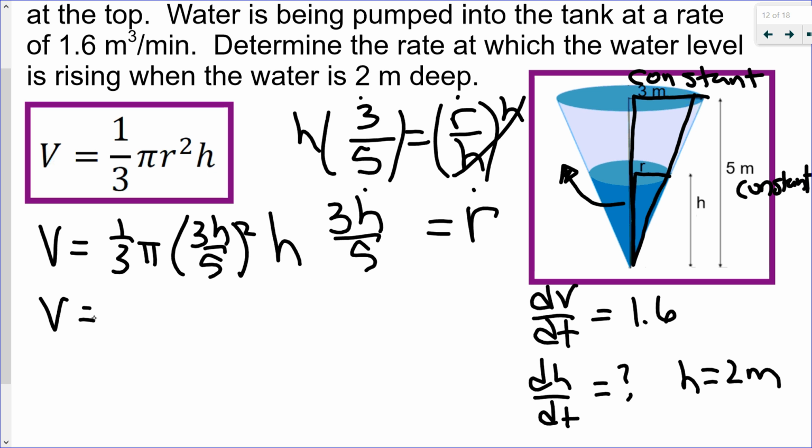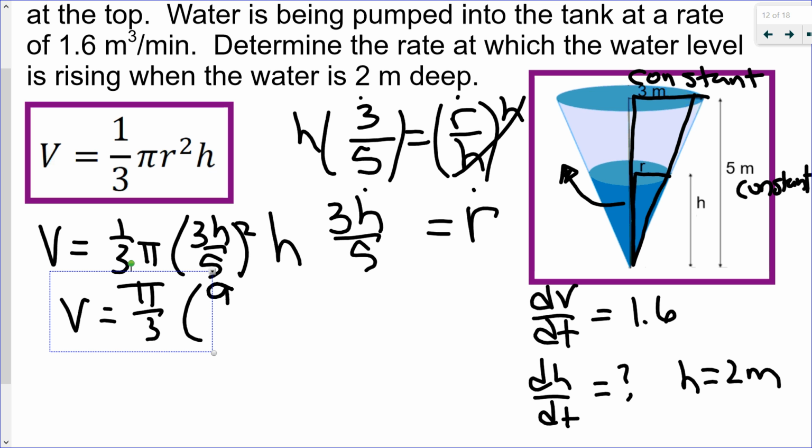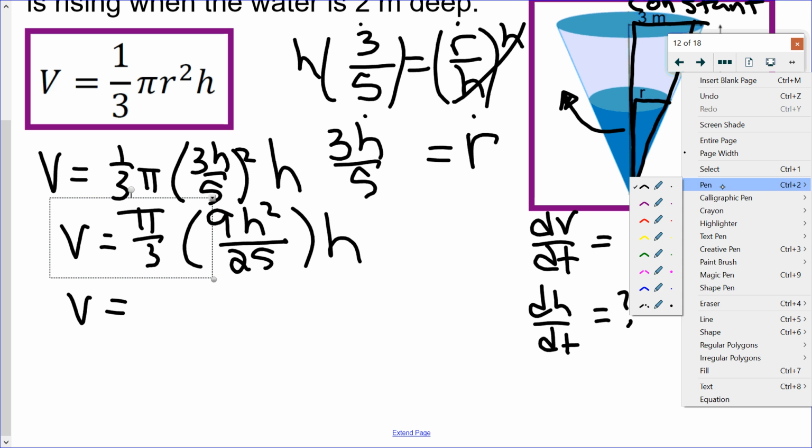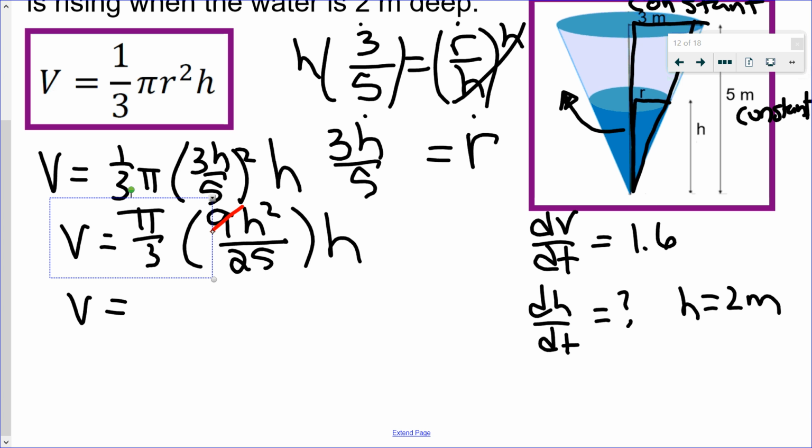So let's tidy this up a bit. So volume is equal to 1/3 of pi. I'm just going to write that as pi over 3 times 3 squared is 9, h squared over 5 squared is 25, times height. Let's clean that up even more. So remember, the simpler you can write your original function, the easier the derivative will be. Okay, now I notice that I do have a 9 in the numerator, a 3 in the denominator. 9 divided by 3 is 3.